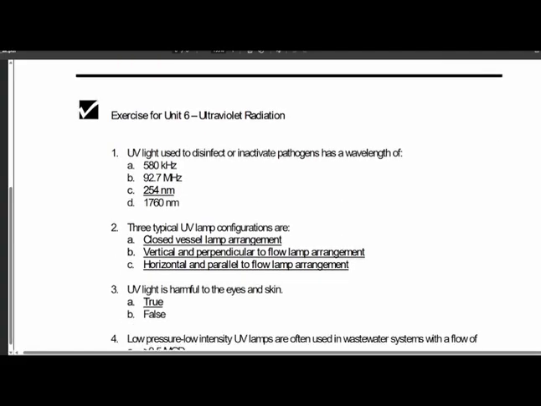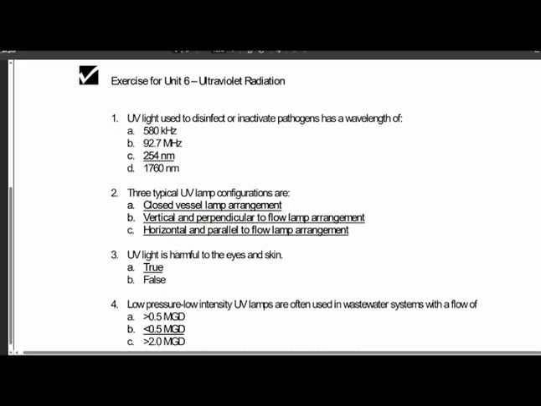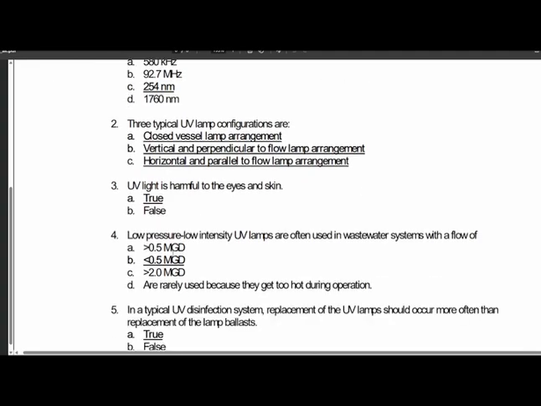UV light used to disinfect or inactivate pathogens has a wavelength of 250 nm. Three typical UV lamp configurations are closed vessel lamp arrangement, vertical and perpendicular to flow lamp arrangement, horizontal and parallel to flow lamp arrangement. UV light is harmful to the eyes and skin. Wear your PPE, people.